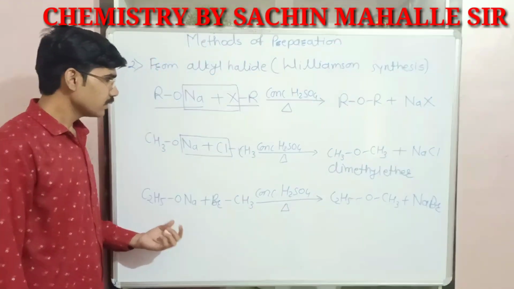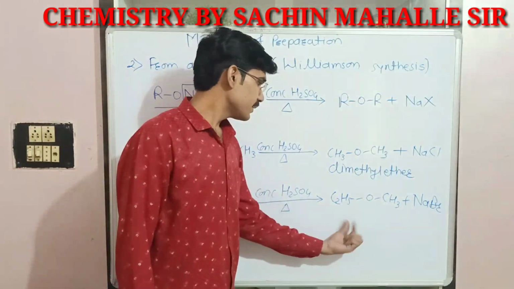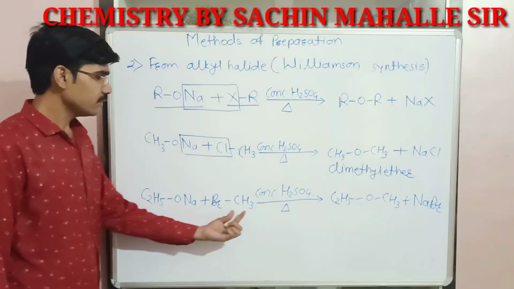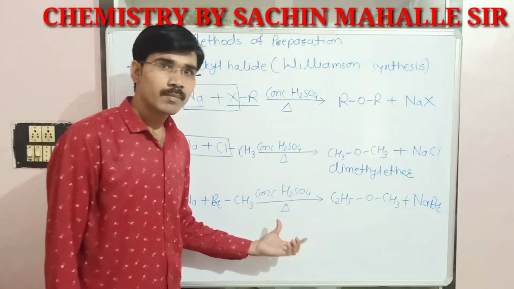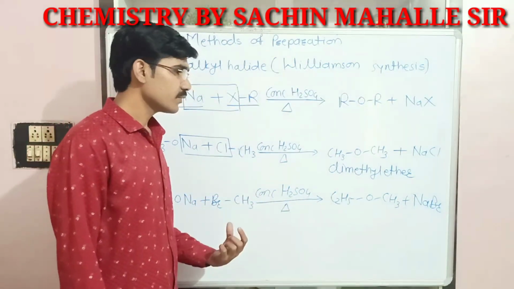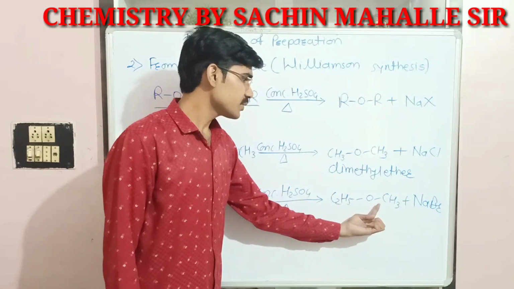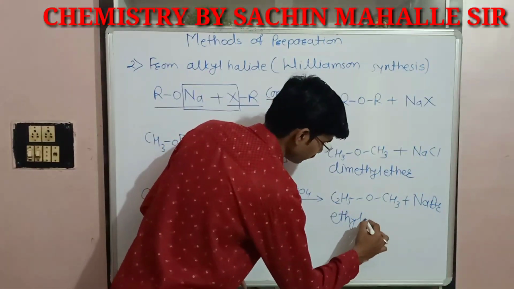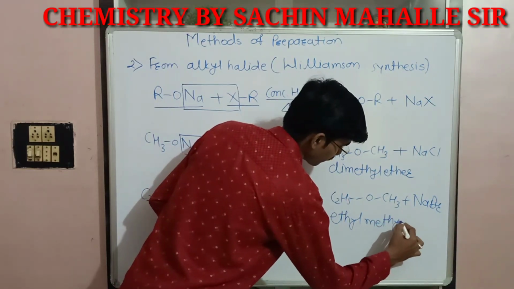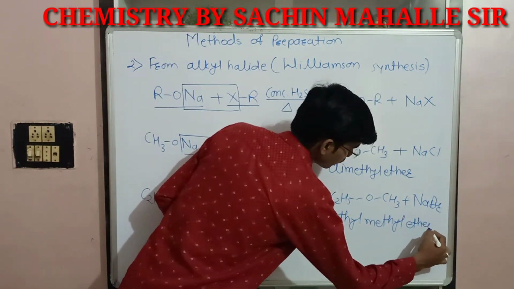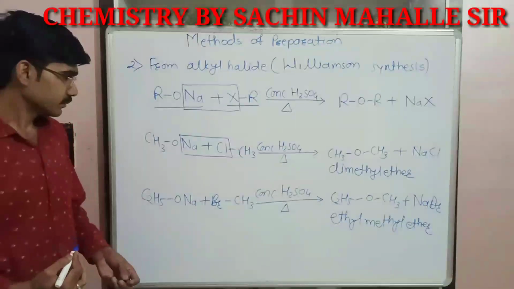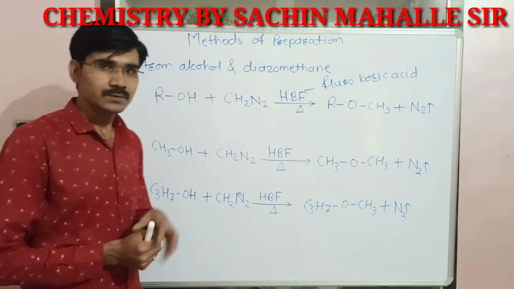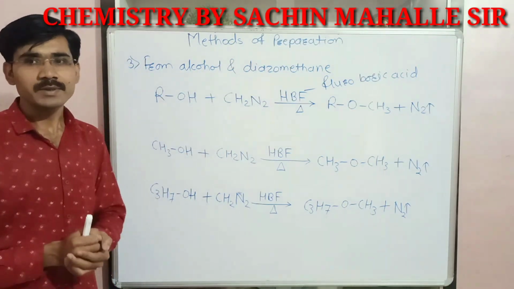In second example, we obtained unsymmetrical ether by using sodium ethoxide and methyl bromide heated in presence of concentrated H2SO4. We are getting C2H5OCH3, that is ethyl methyl ether, with NaBr.